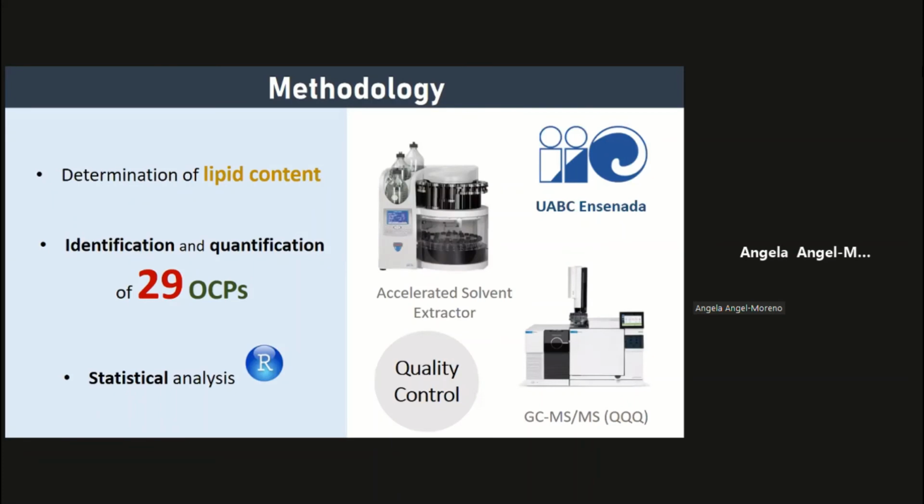The determination of lipid content and the identification and quantification of pesticides was performed at the University of Baja California using last generation equipment and following the required quality controls. For the data analysis, we used non-parametric tests to identify differences and trends between groups of organisms.